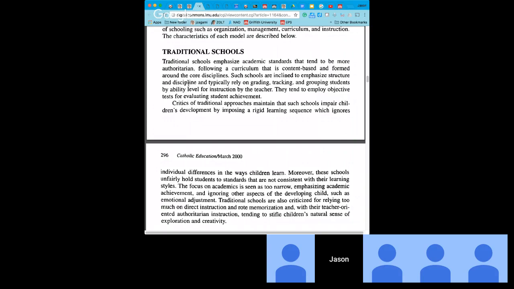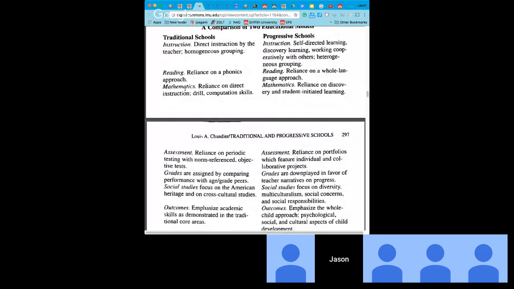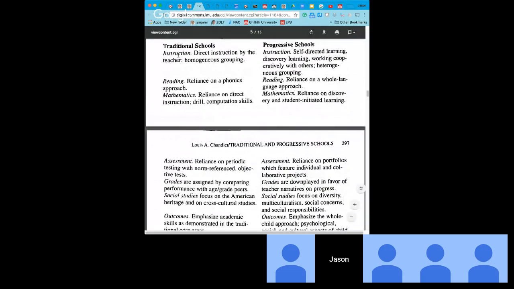Okay, so there's lots of comments in there. There's a few tables that do the comparison. Direct instruction tends to be focused around the teacher. Progressive schools tend to be focused around the students. Phonics is an approach relied upon often in traditional approaches, whole of language in the progressive schools, and there's that ongoing debate between that particular curriculum area.